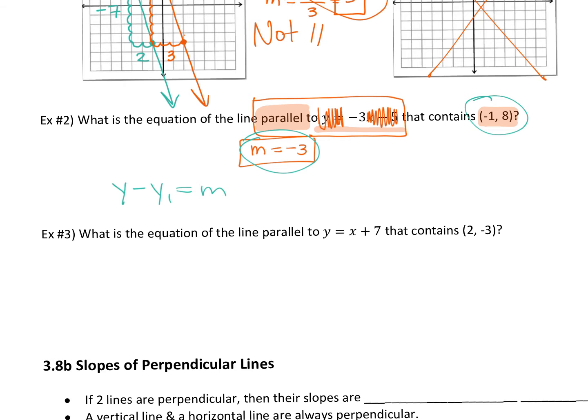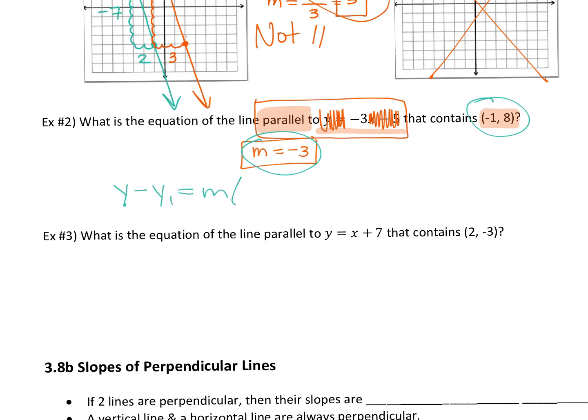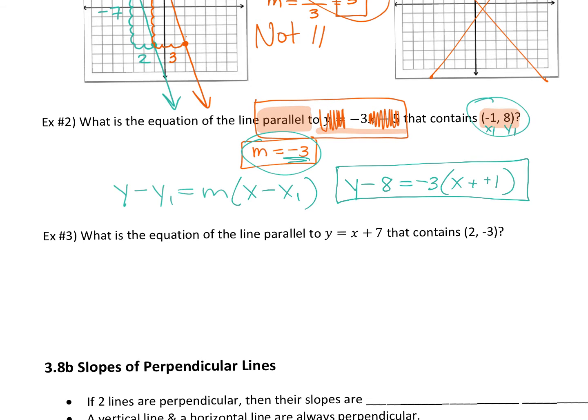There we go. Okay, so your formula for point slope, right? Because we have a point and we have a slope, so put it into point slope. So y minus what? Y minus 8. This is your y1. This is your x1, okay? Y minus 8 equals the slope, -3, times x, what? Plus 1. Minus a -1 is x plus 1. So your answer is y minus 8 equals -3 times x plus 1. Okay?